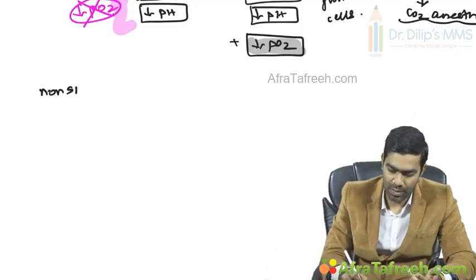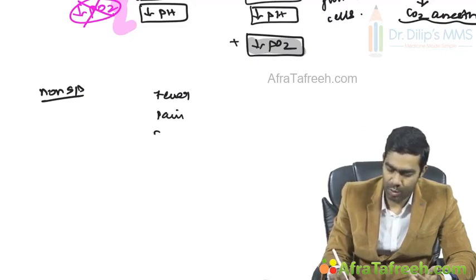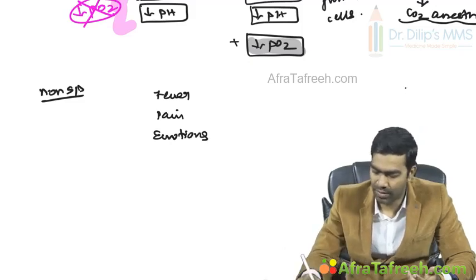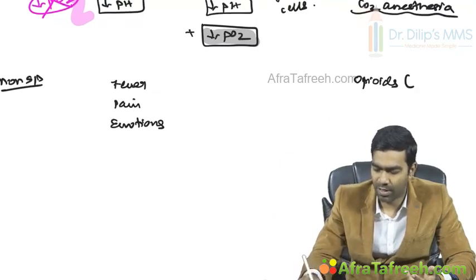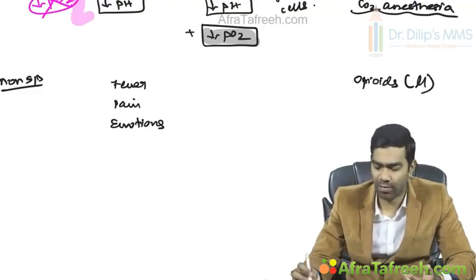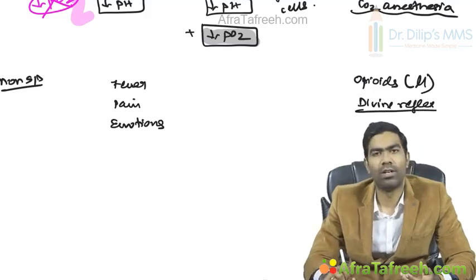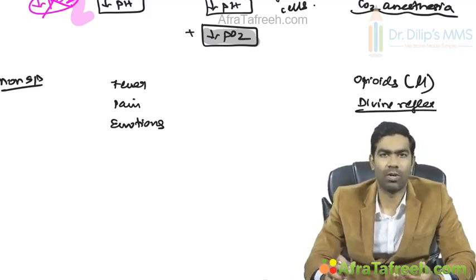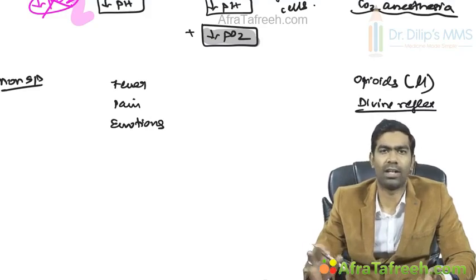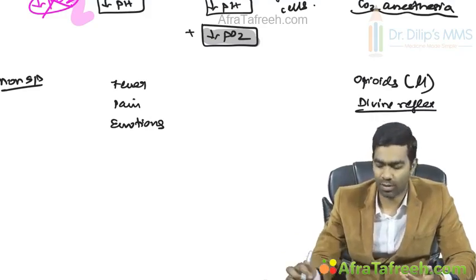And again, a lot of non-specific stimuli are there, like fever, pain, emotions. All these things can stimulate the respiratory drive. Similarly, non-specific stimuli like opioids reduce the respiratory drive by stimulating the mu receptors. We know that opioids cause bradypnea and respiratory failure. We all know that. And the diving reflex. This is something very common in physiology, where sudden immersion of the face in cold water produces a sudden reflex causing sudden cessation of breathing. So that's called the diving reflex.